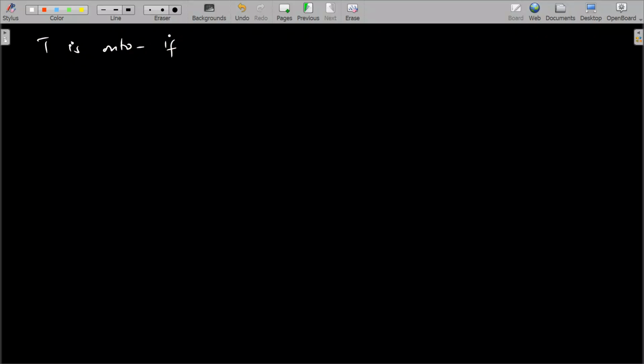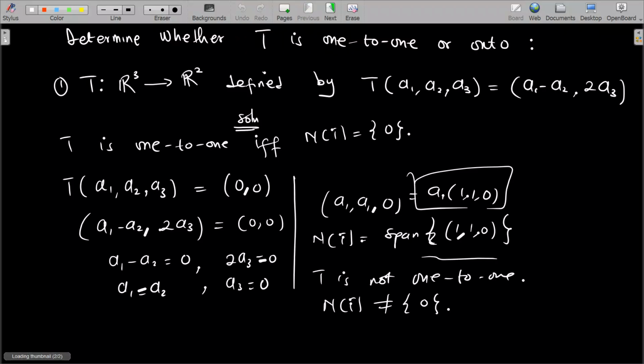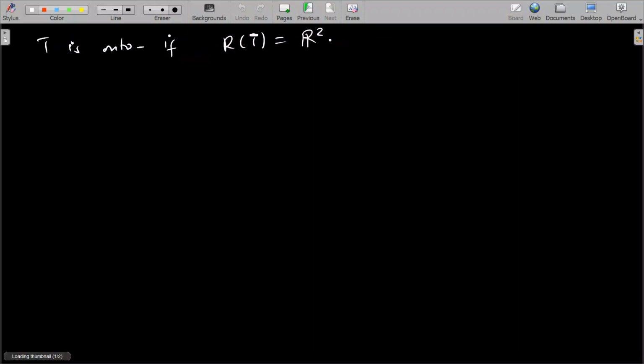T is onto if the range of T is equal to R2, because now R2 is our W. If you remember, for onto, we had T mapping to W. So if your range is the same as W, or R2 here, then you have an onto function or an onto transformation. So how do I know that R of T is going to be R2?